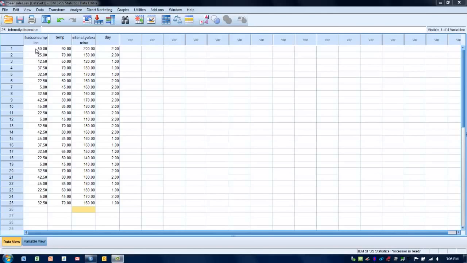So in this case, what we have here are two variables. What we want to try and do is determine if there's a relationship between the average fluid consumption for a group of athletes and then the air temperature on that day of activity. So as you can see here, each pair of data points represents an average fluid consumption per person in ounces. So the average consumption was 50 ounces per person, and the temperature in degrees Fahrenheit, 90 degrees.